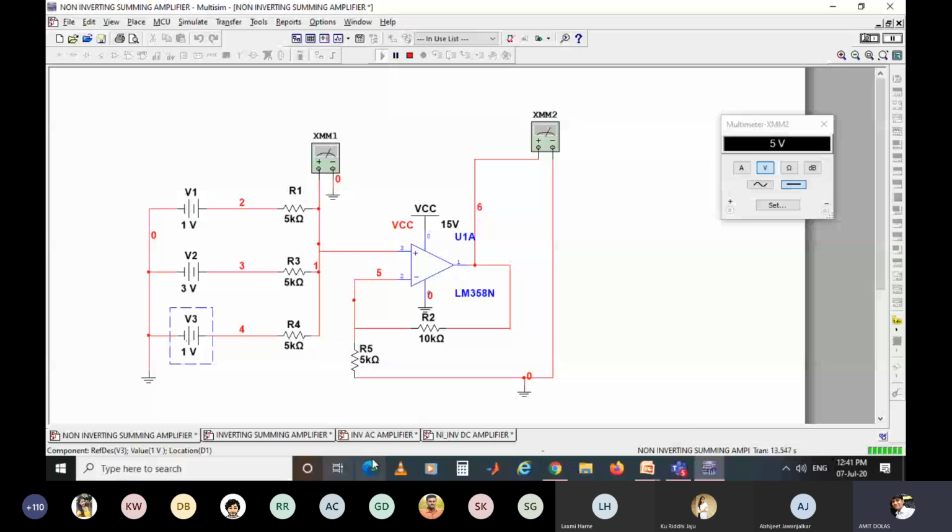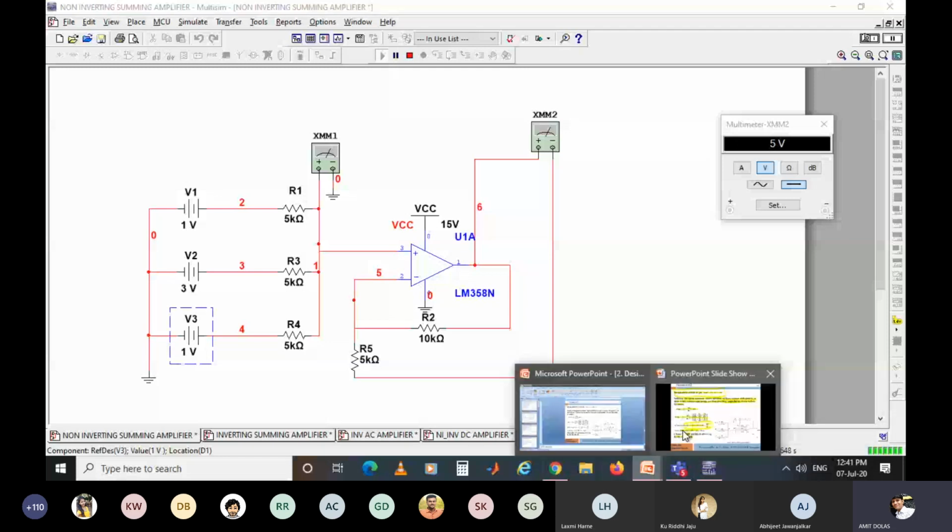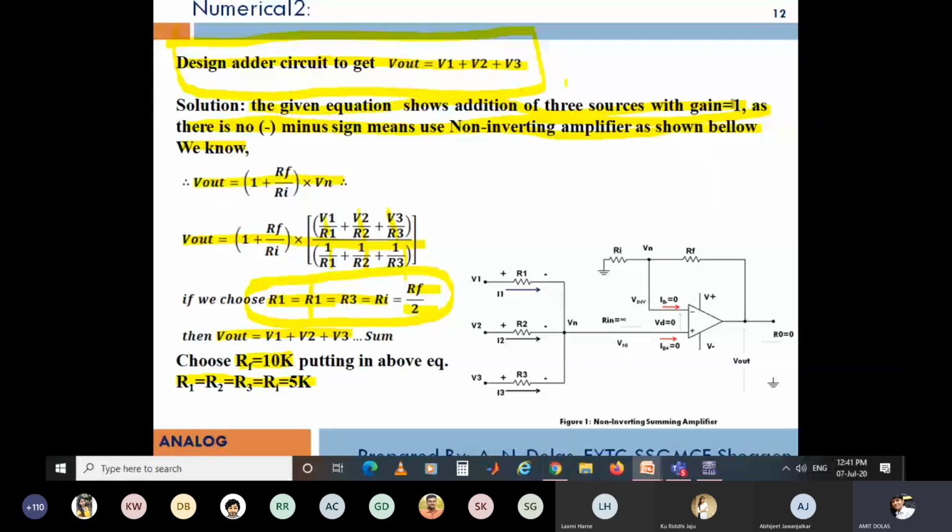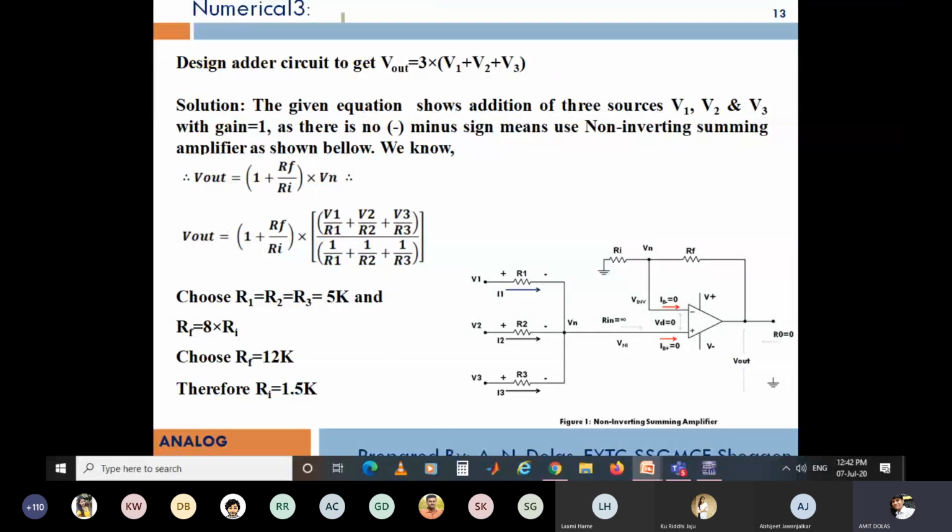This is the process. So if there is no doubt from your end, I shall move to the next numerical, because now we will solve a different numerical and simulate it. So we'll move to the next slide. Again, you can see numerical number 3. You may again write it down in your notebook. Of course, these PPTs will be posted on Teams again, so you may download them later also.